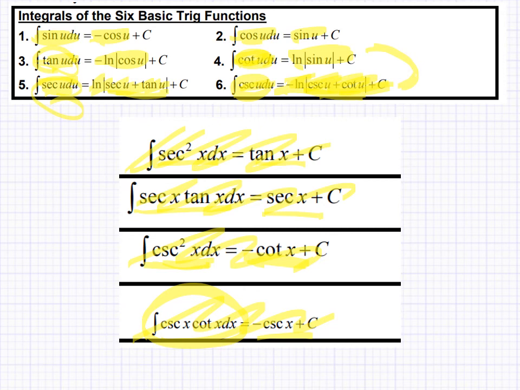So these are all the trigonometric integrals you should have down. And I highly, highly suggest you start committing these to memory as soon as possible. It will benefit you greatly.